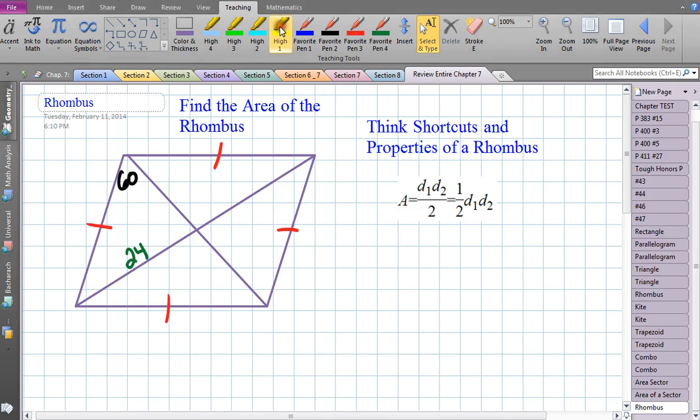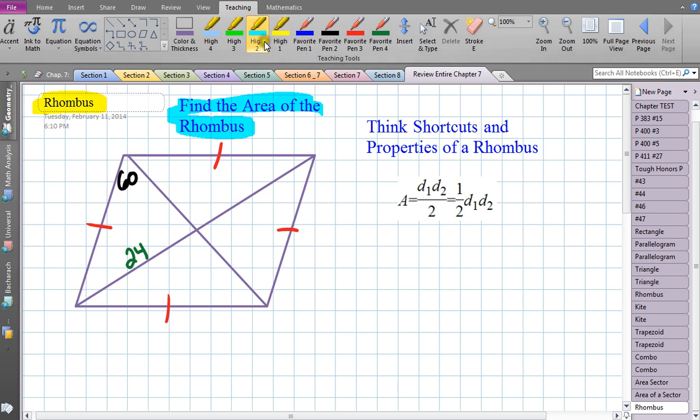Okay, my people, what we're going to do here is two problems about rhombuses, rhombi, and we're going to be finding the area of the rhombus. So first of all, you have to know all the properties of a rhombus, and then let's evaluate what we have in here for this rhombus.